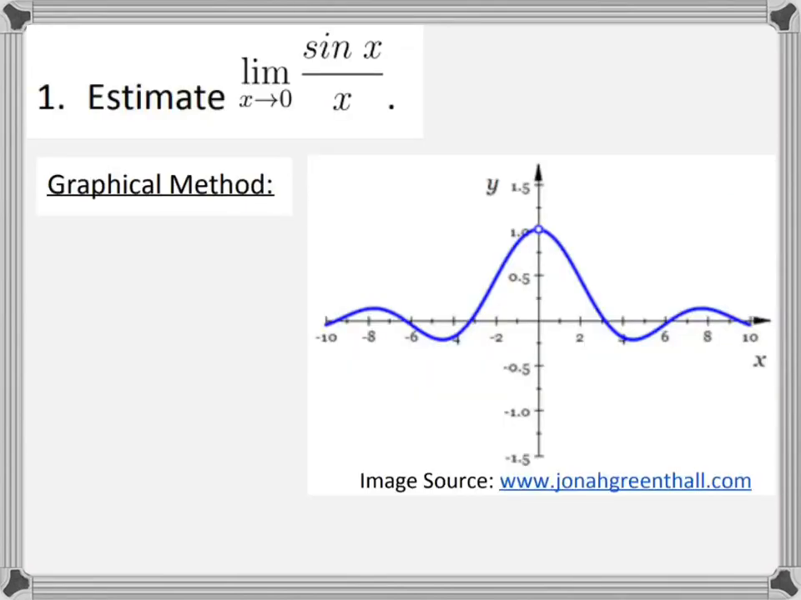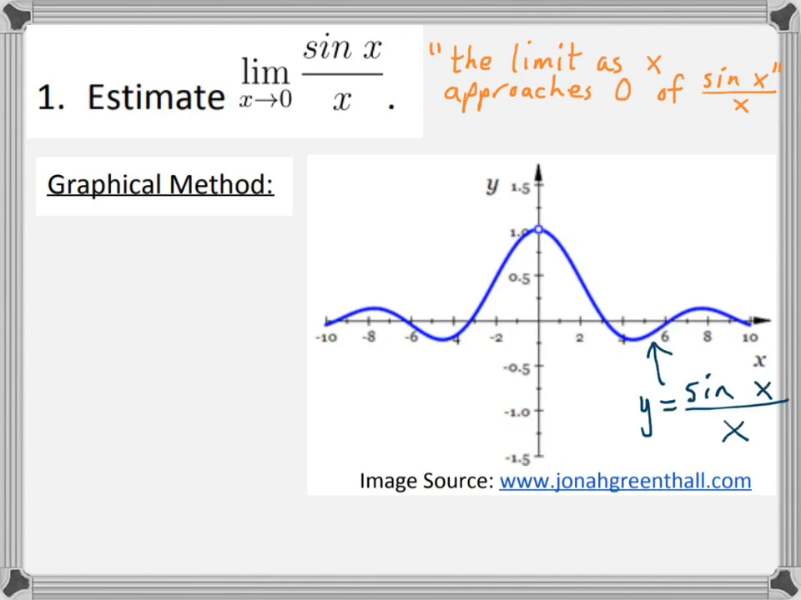So let's put a specific function and some numbers to it to help you understand all this gibberish that appeared before. We're looking at a specific limit here, and you would read that as the limit as x approaches 0 of the function sine of x over x. We're looking at a graph here of y equals sine of x over x, and we're interested in what happens as x approaches 0.